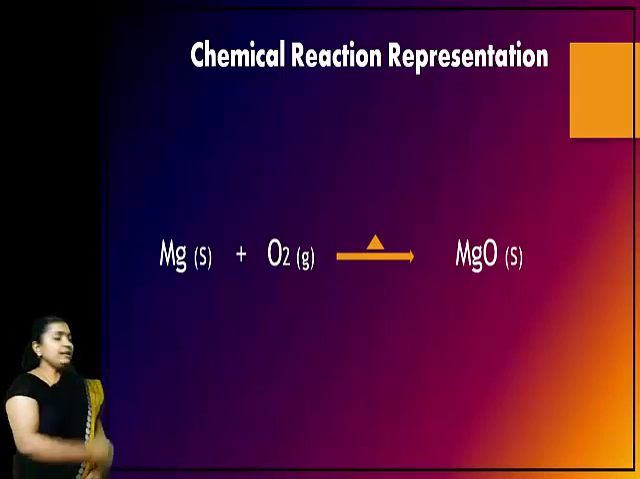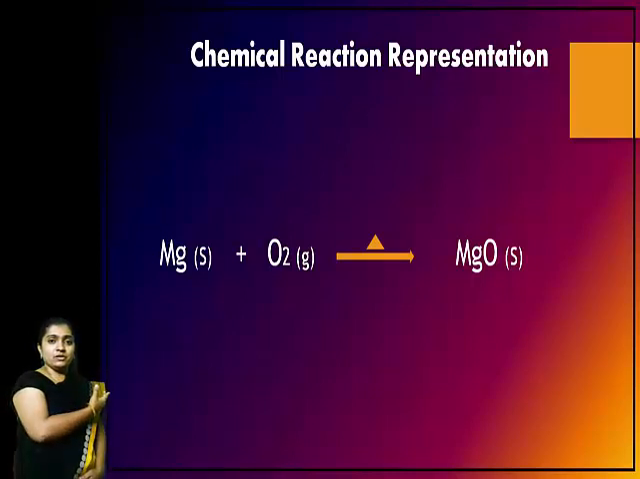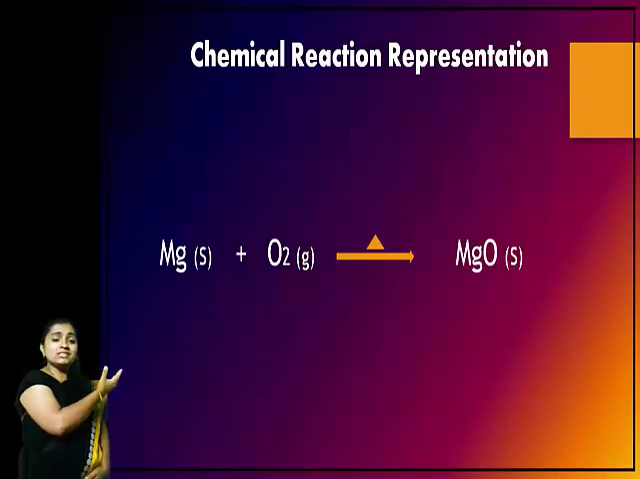While representing a chemical equation, we also represent the states of the compound or molecule or element. For example, here magnesium is in a solid state, so we can represent it as S in brackets. Oxygen is in a gaseous form, so we write G in brackets, converted into MgO, which is in a solid form, so denoted as S in brackets.